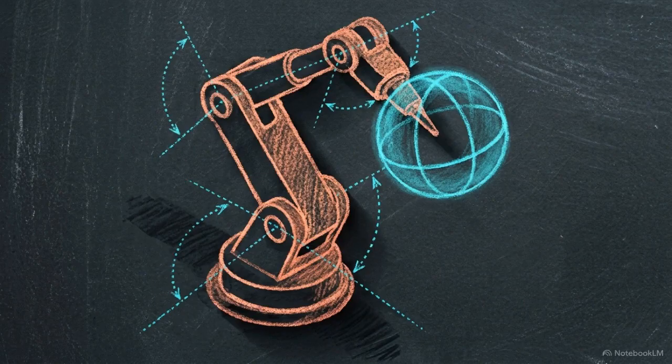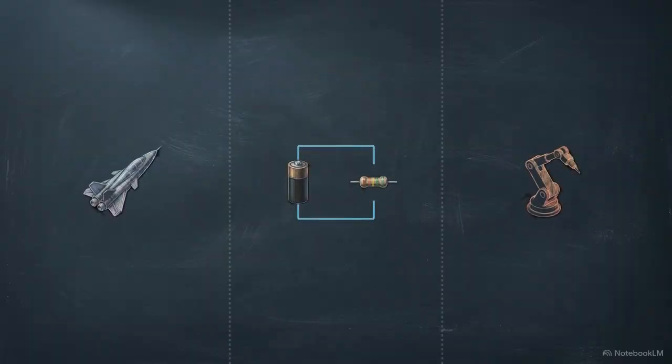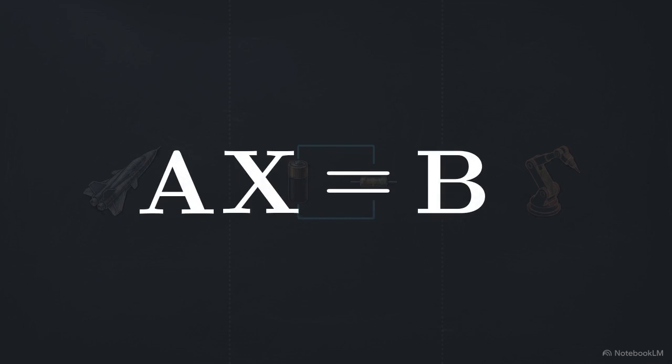schematic. Or consider an industrial robotic arm that must determine the exact joint angles required to touch one precise coordinate in three-dimensional space. These appear to be distinct engineering problems, but when you strip away the hardware and the specific physical environment, they are all governed by the exact same algebraic skeleton, the linear equation AX equals B.